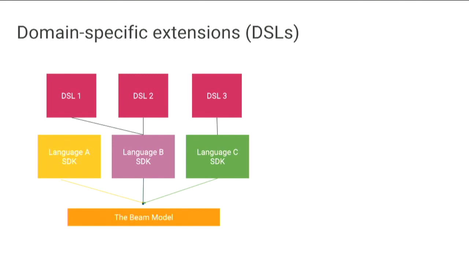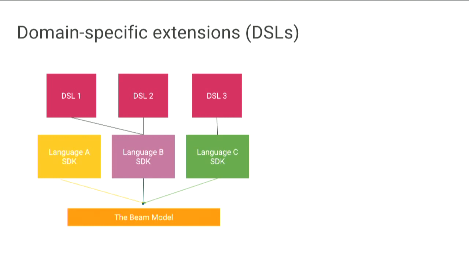When people evaluate Beam, one of the things that sometimes is said is, this is too complicated, this is too generic. We can do simpler things. Our users don't need powerful windowing and triggering and accumulation modes and different ways how refinements relate to each other. Can we build something simpler? And the answer is absolutely. And we are trying to do that in the concept of a DSL. DSL is a domain-specific language where we are envisioning that Beam will meet the users exactly where they are.